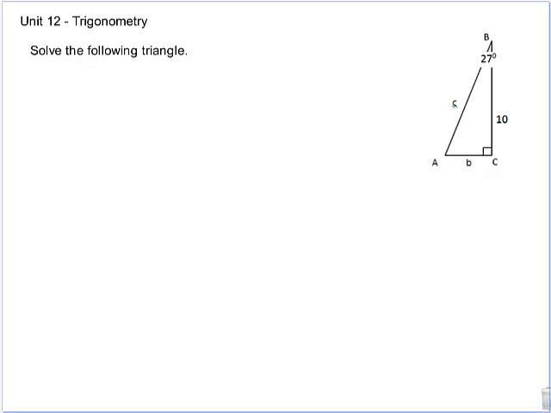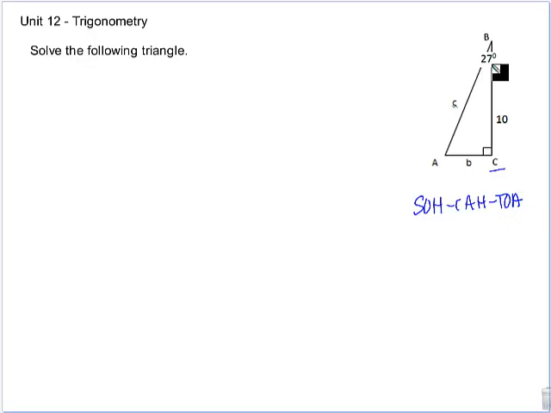This is Algebra 2, Semester 2 final review on trigonometry. So here we want to solve the following triangle. We can see that angle C is a right angle, which means we can just use sine, cosine, tangent. So we can use SOHCAHTOA to help us solve this.